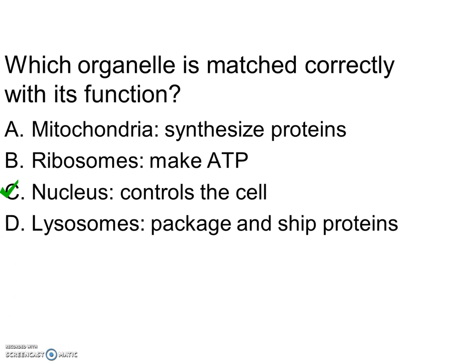The correct answer is C. The nucleus controls the cell. Let's take a look and see what the other organelles do. So mitochondria doesn't synthesize protein. That's actually the role of the ribosome. Instead, the mitochondria is the powerhouse, so it actually makes the ATP. So these two are a switch. And then we'll see that the lysosomes, they don't package and ship. That's the job of the Golgi apparatus. Lysosomes actually help you eliminate the waste.